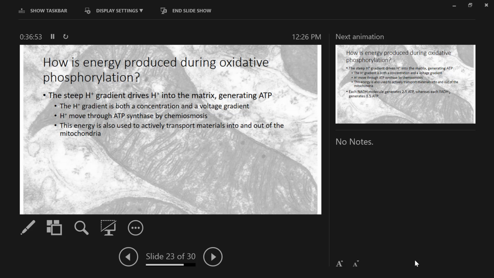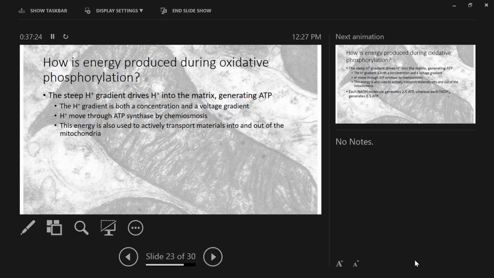This energy of chemiosmosis, in addition to making ATP as those hydrogen ions move through ATP synthase, can also be used to actively transport materials into the mitochondria, to actively transport pyruvate into the mitochondrion, and to actively transport other materials into other proteins that function in the mitochondria. Okay, does it make sense?